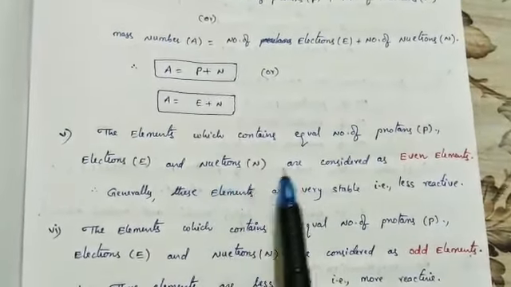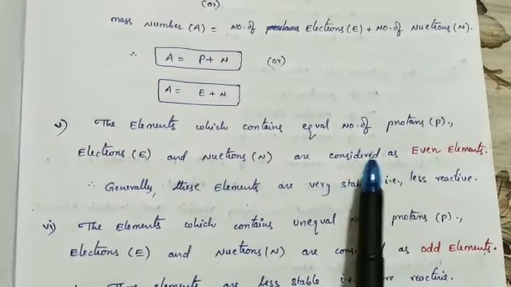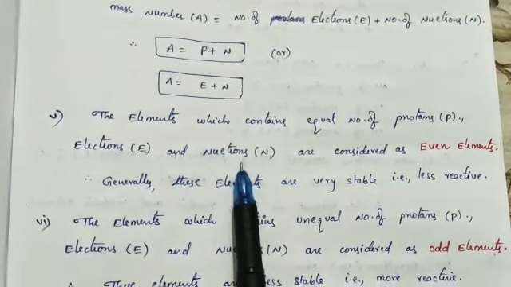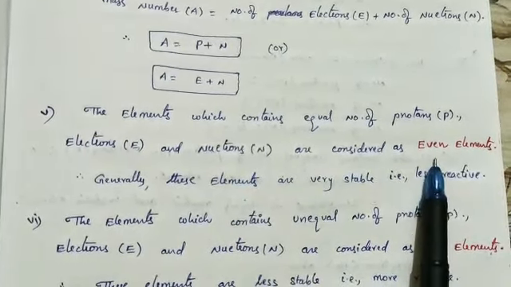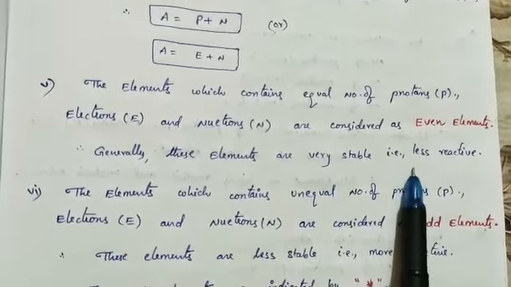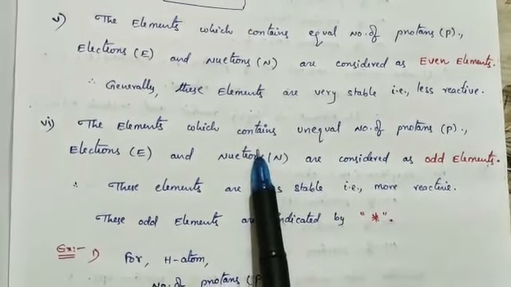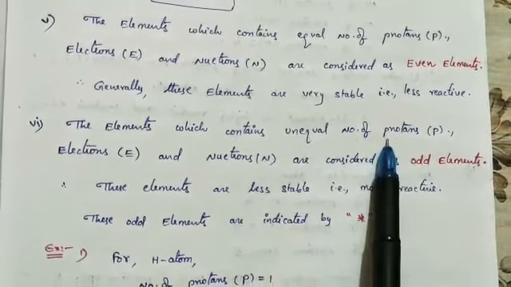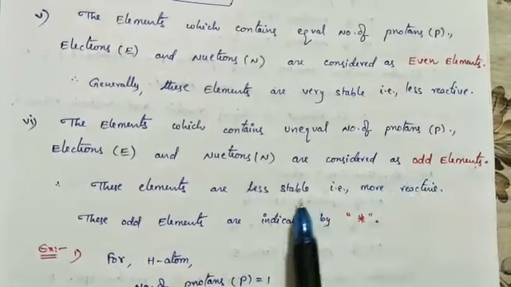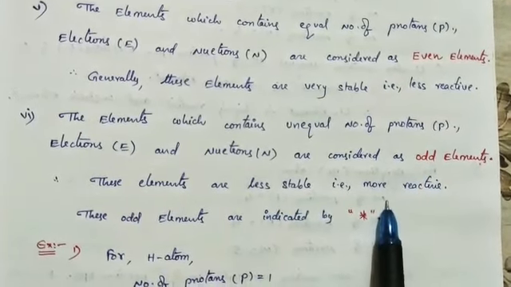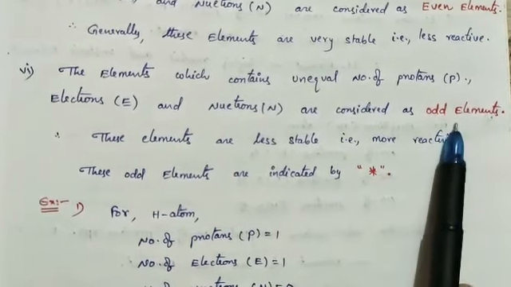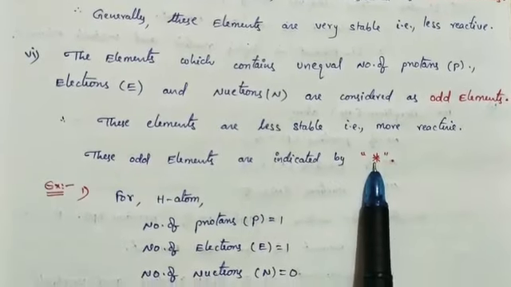Now the elements which contain an equal number of protons, electrons and neutrons, where all are the same, are called even elements. Even elements are very stable and less reactive in nature. Whereas the elements which contain an unequal number of protons, electrons and neutrons are considered odd elements. These odd elements are less stable, that means they are more reactive in nature. For identification purposes, these odd elements are commonly indicated by a star.